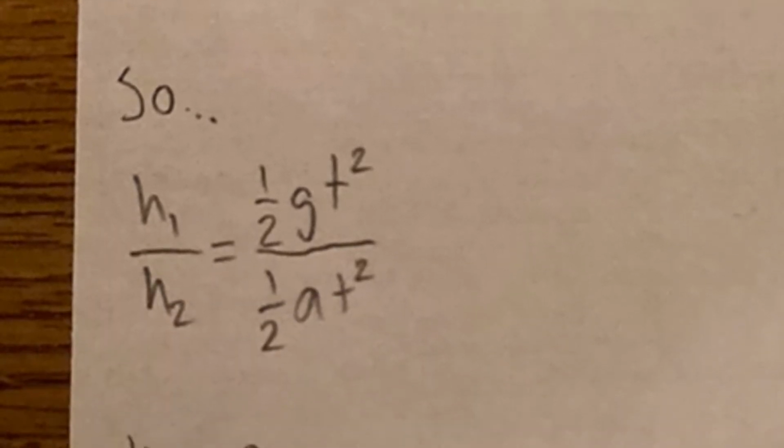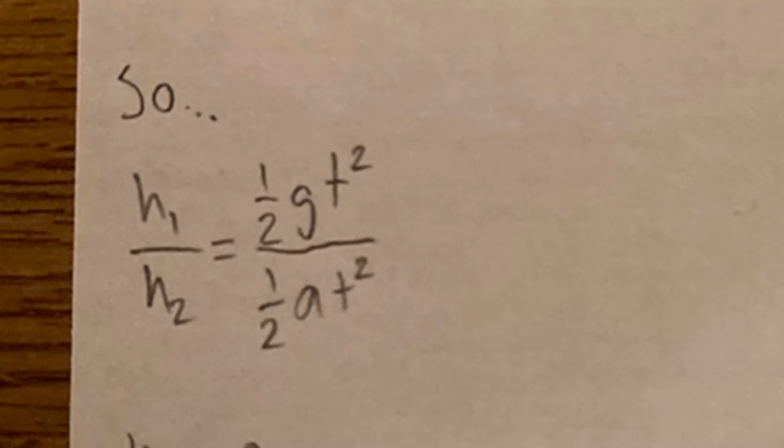So if we divide those two equations, we get h1 over h2 equals 1/2 gt squared over 1/2 at squared. So h1 over h2 equals g over a because the 1/2s cancel, and t is going to be the same for both, so they cancel as well.